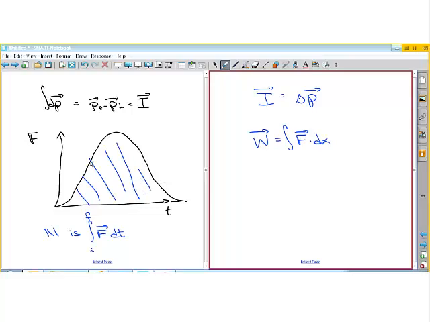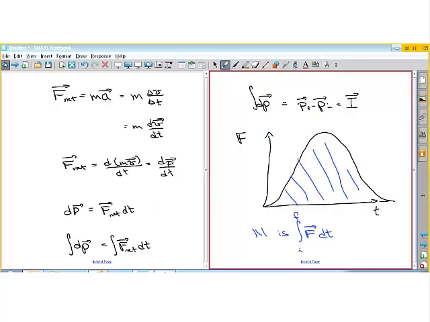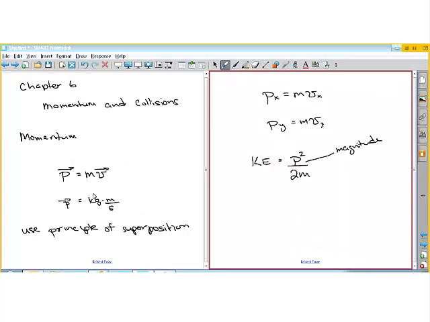So that's our little introduction to momentum. What we did is we defined momentum as mass times velocity. We said that because it's a vector, we can use the principle of superposition. We can break it up into the two components.